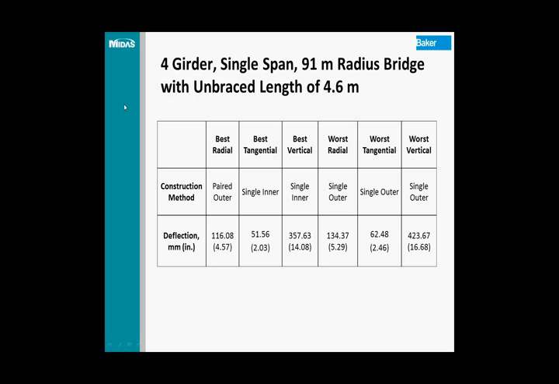So you can see for this case, and I should say this is rare, we had mixed results looking at this. But for this case, it's very apparent that the single outer construction method results in the highest radial, tangential, and vertical deflection, so it should not be used to erect this bridge. As for the method that minimized all our deflections, that varies. We had the single inner for best tangential and vertical, but the paired outer for best radial.